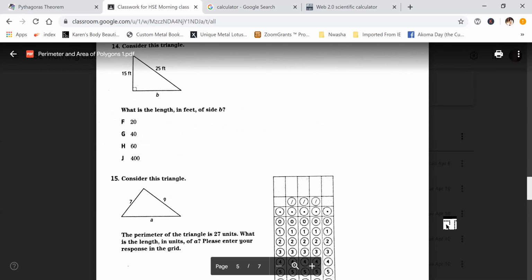This one is just what is the length in feet of side B? So what did you pick out for number 14? F. That is correct. Any questions about that one?